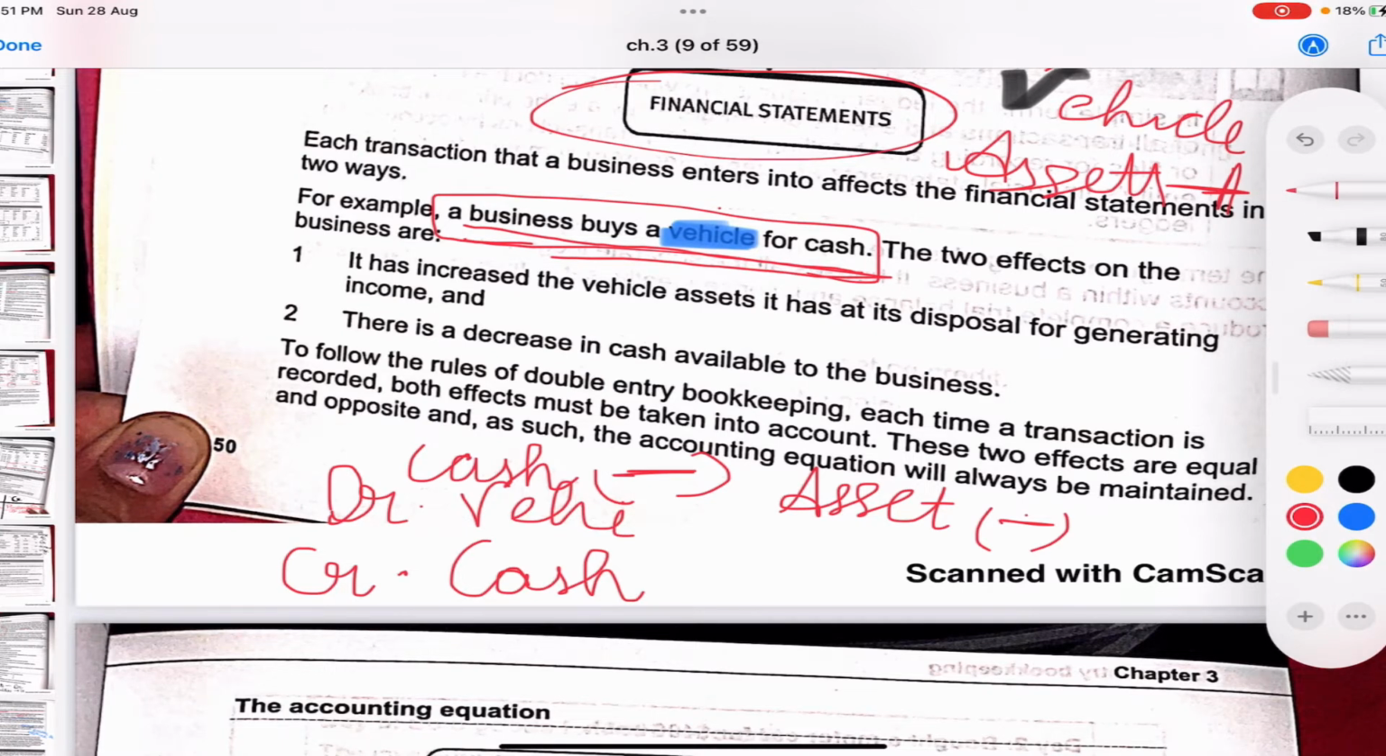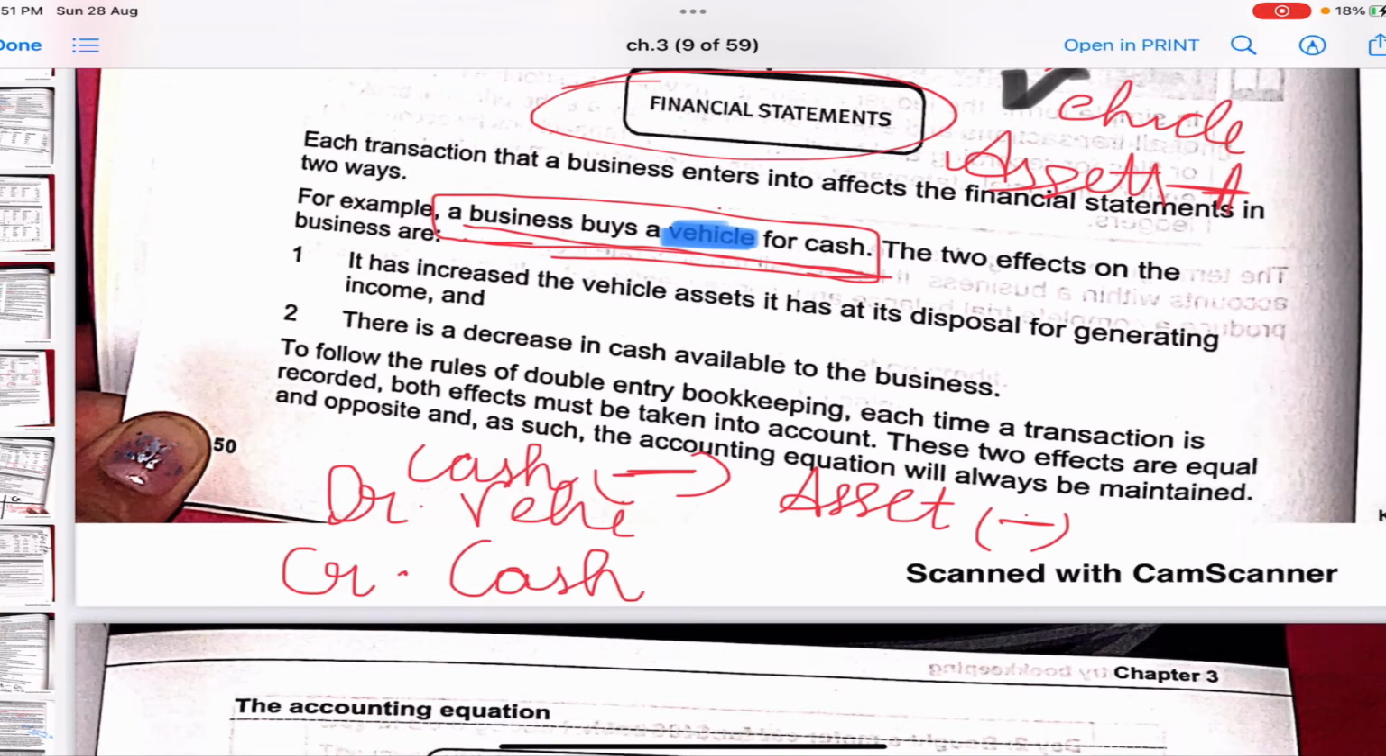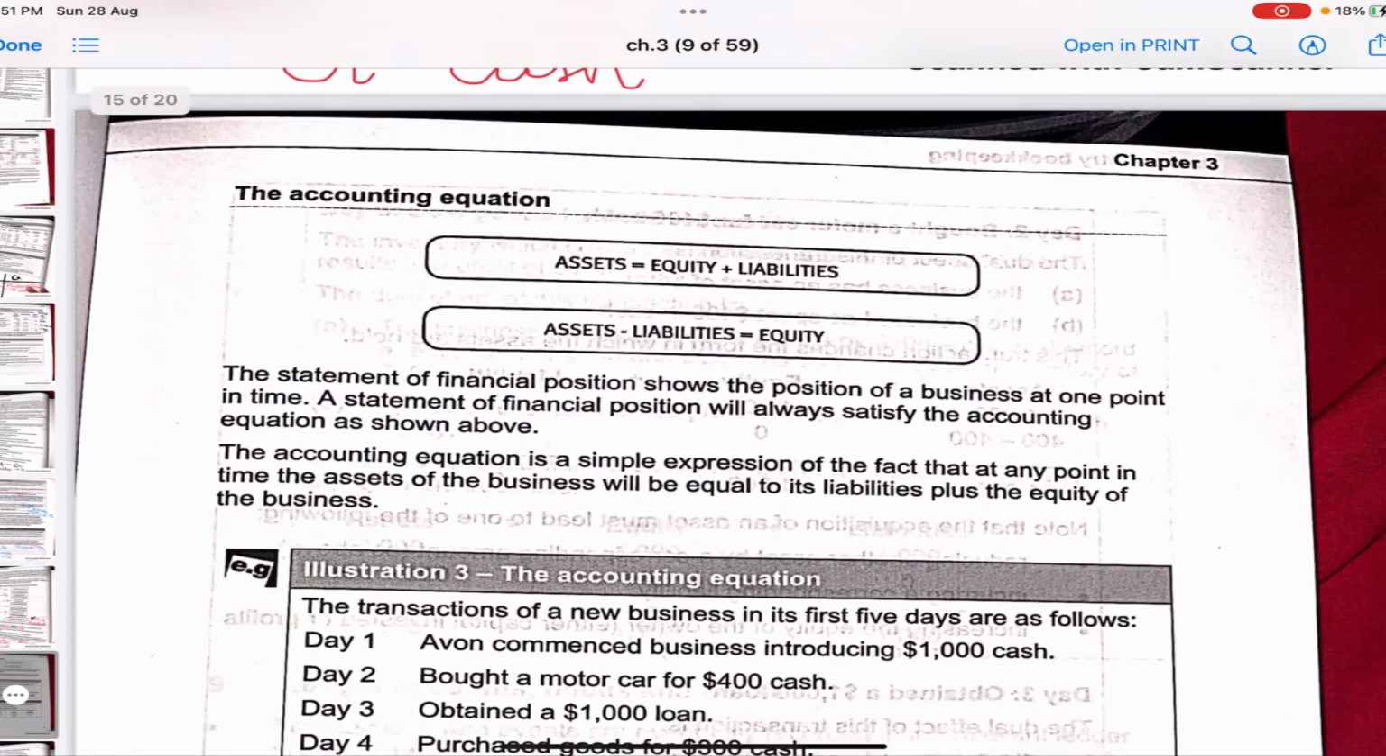Okay, so now let's read what it says. It has increased the vehicle assets it has at its disposal for generating income. There is a decrease in cash available to the business. That's literally what we just learned about, right? To follow the rules of double entry, each time a transaction is recorded, both effects must be taken into account. These two effects are equal and opposite, and the accounting equation will always be maintained.